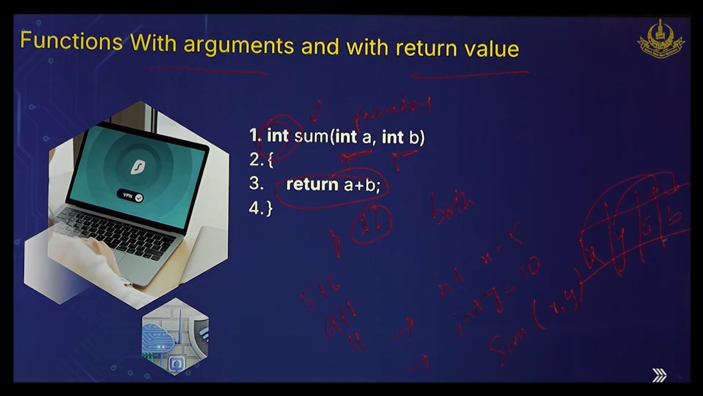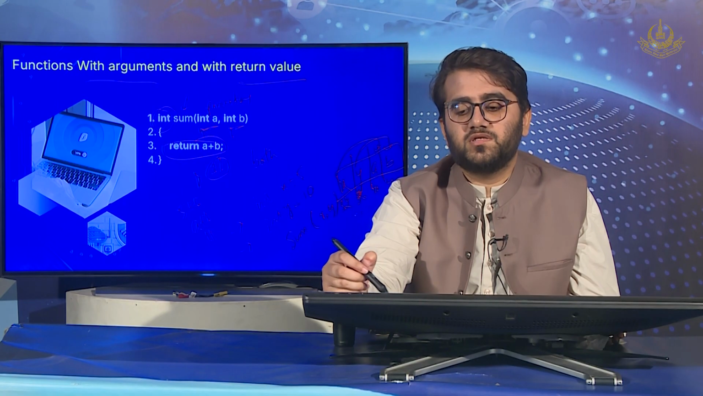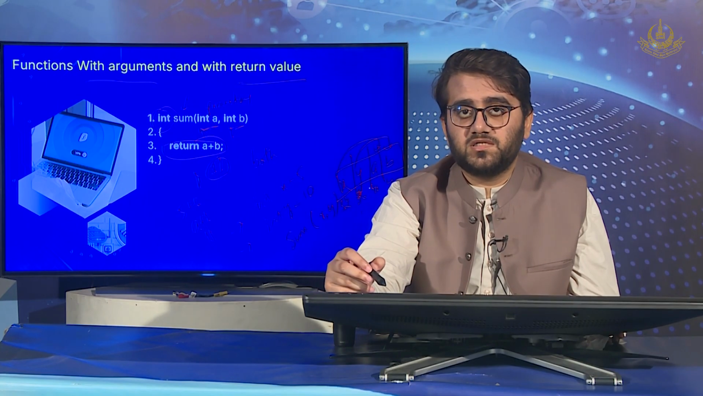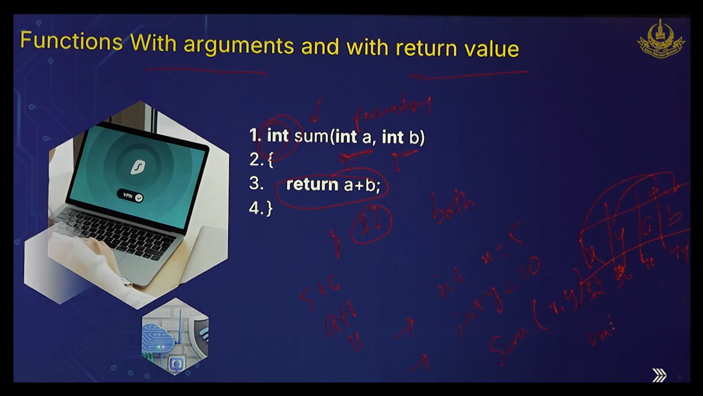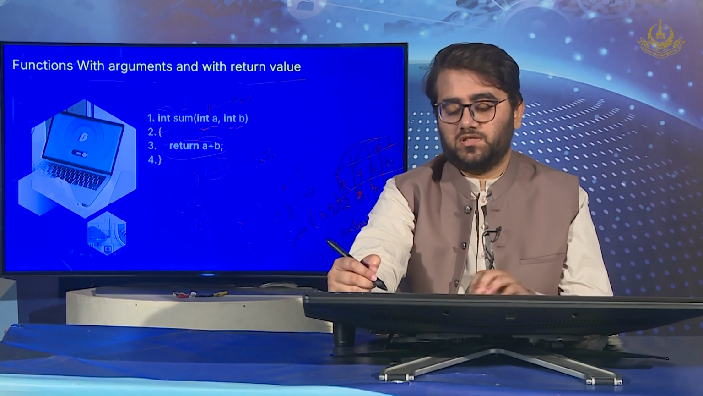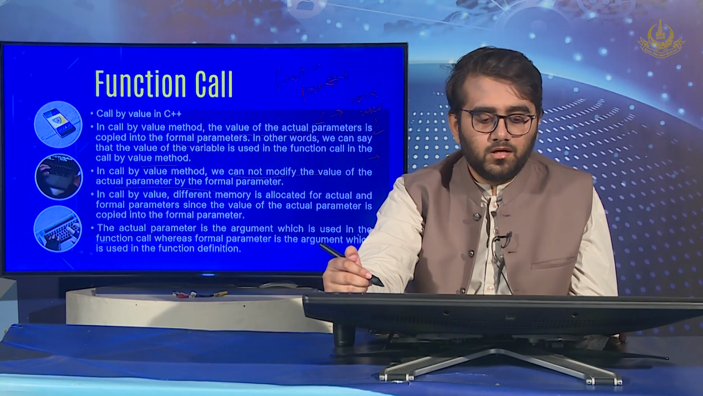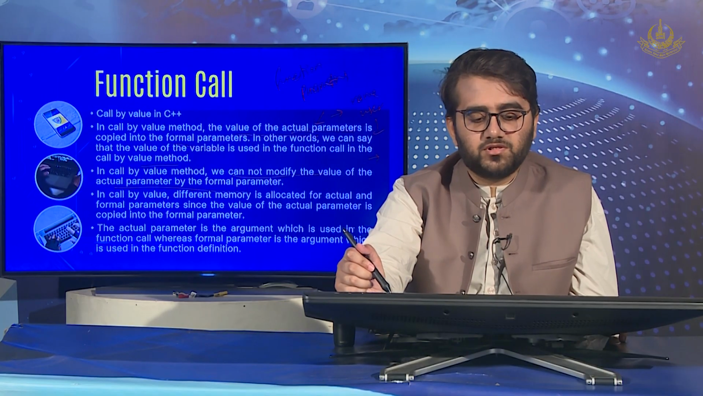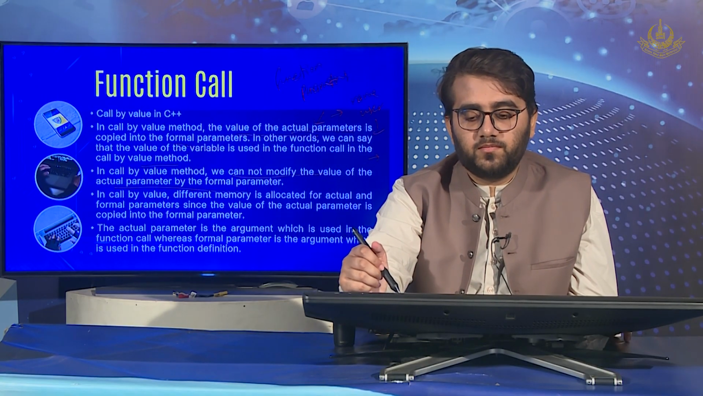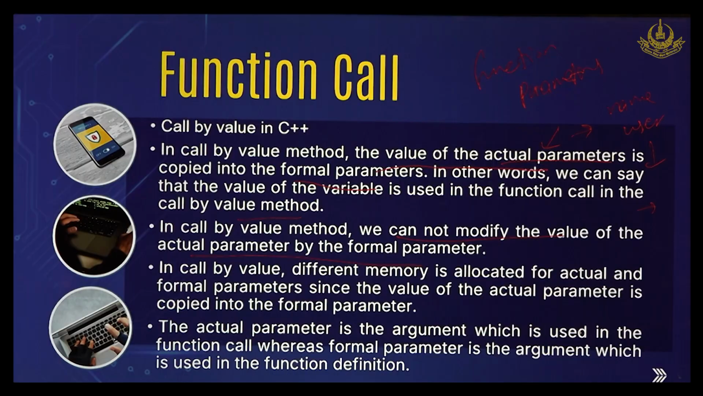Because these variables would have their own address, supposedly this address is 32, this is 36, this is 40, and this is 44. So these variables are not the same. They are not copying the addresses, they are just copying the values. That is one of the basic things that you have to understand. Okay. So the actual parameter is the argument which is used in the function call, whereas the formal parameter is the argument which is used in the function definition. So that is what you have to understand.